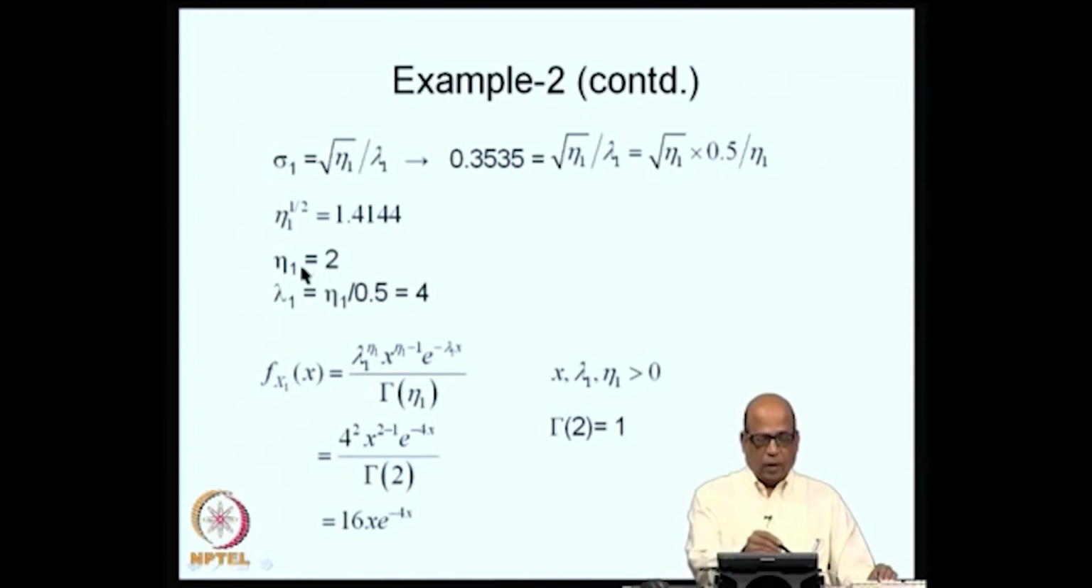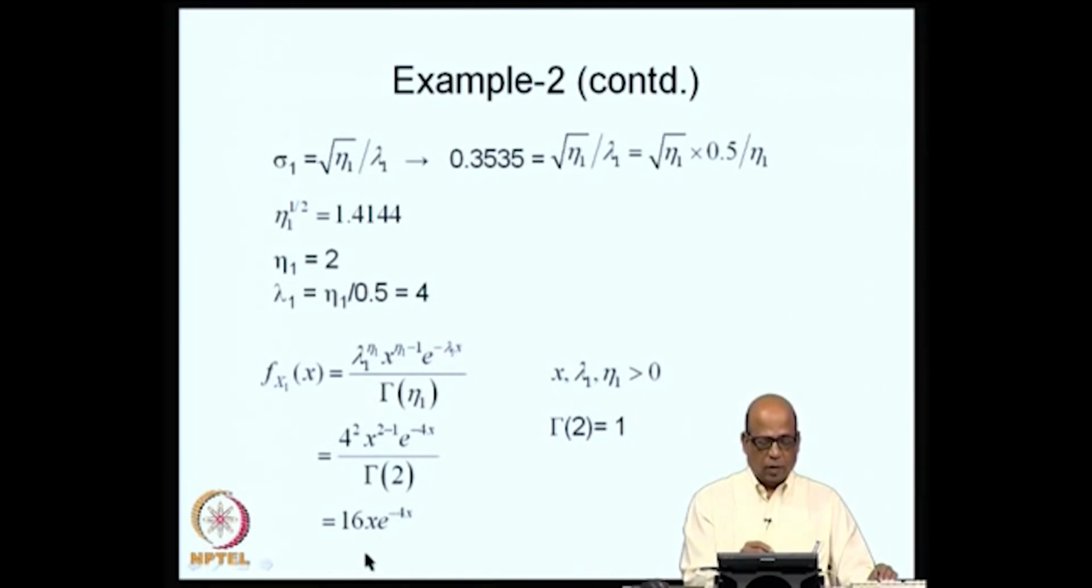So, once we get eta 1 and lambda 1, the gamma distribution is completely defined and therefore, we write f of x 1 of x. This denotes that we are talking about the PDF of the random variable x 1. So, that PDF can be written as lambda 1 to the power eta 1, x to the power eta 1 minus 1, e to the power minus lambda 1 x, divided by the gamma function with the argument eta 1.